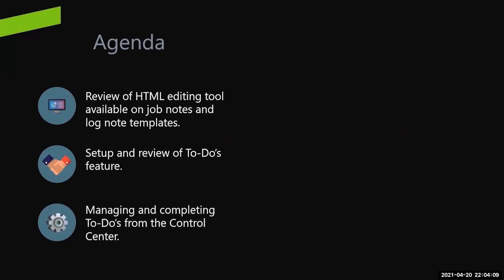Our agenda today will include the following items: review of the HTML editing tool available on job notes and log note templates, review of company settings required for the to-do feature, review of role security required for to-dos, how to create and assign to-dos from the job level and from the jobs menu, managing your to-dos from the new Control Center tab, and finally, how to complete an assigned to-do.